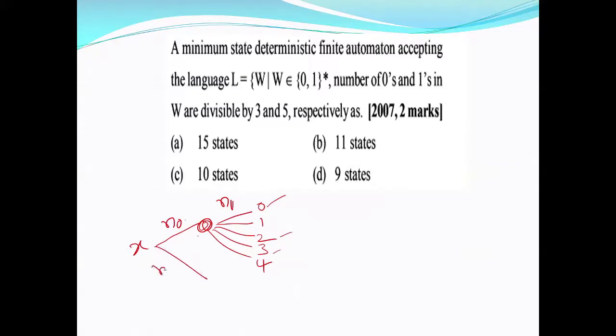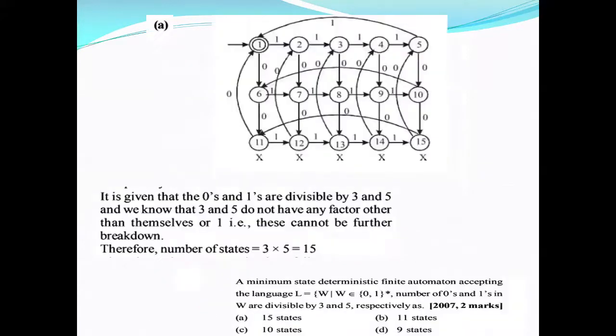When the number of zeros, when you divide by 3, m0 mod 3, then I may get 1. And once again 0, when the number of ones is divided by 5, you may get remainder 0, 1, 2, 3 and so on. That means for each possibility you are getting 5 possibilities for the number of ones. That means you get 3 into 5. Okay? 15 states are required minimum. If you look at the DFA, you can see it, right?